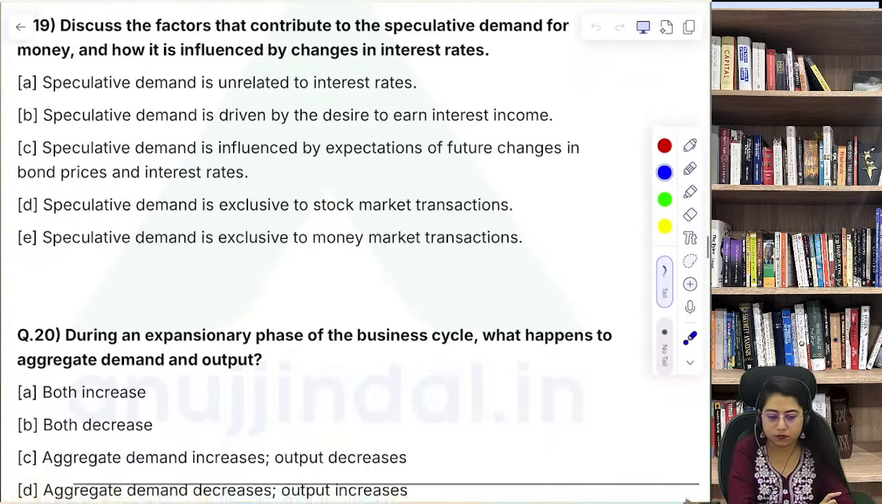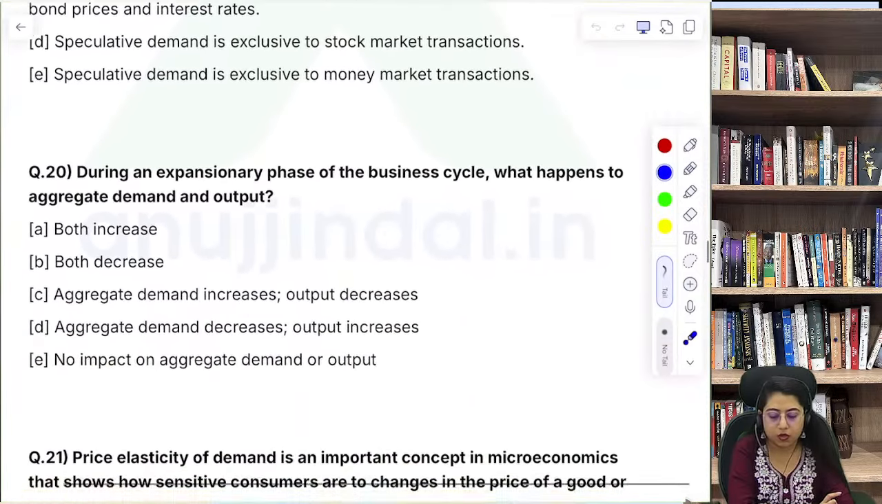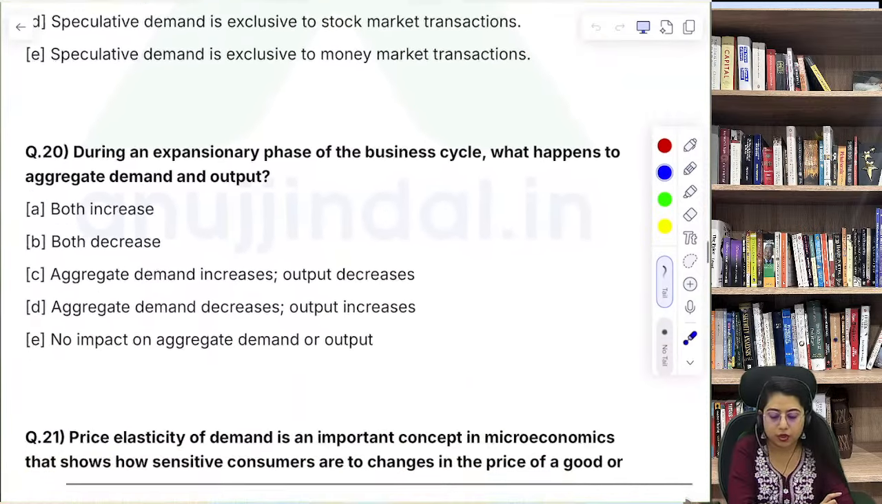Okay, during an expansionary phase of business cycle, what happens to the aggregate demand and output? Very quick. You guys are very quick in answering. Both increases. Yeah, both increases, correct.